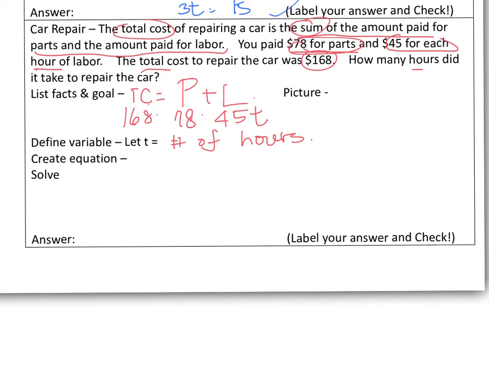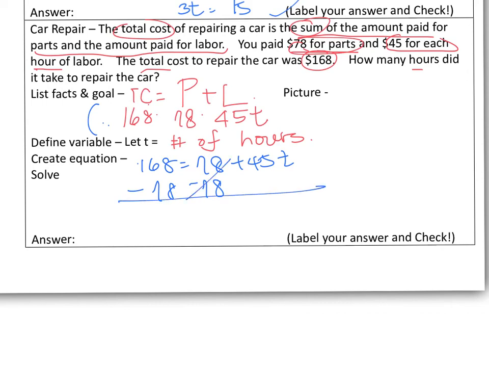So now, by listing the facts and goals, I can actually see an equation already. So 168 equals 78 plus 45t. And I'm going to subtract 78 from both sides and solve for t. t will be 2. So 2 hours.